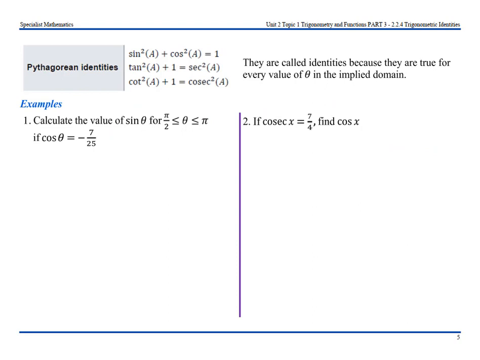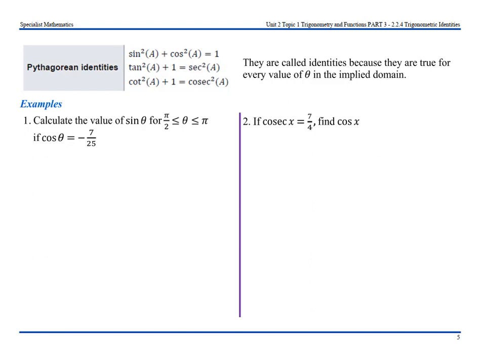So at the top of this, I've put what those formulas are straight from your formula sheet. Now, they are called identities because they are true for every value of theta, or in this case, if we're looking at our formula sheet, every value of A in the implied domain.